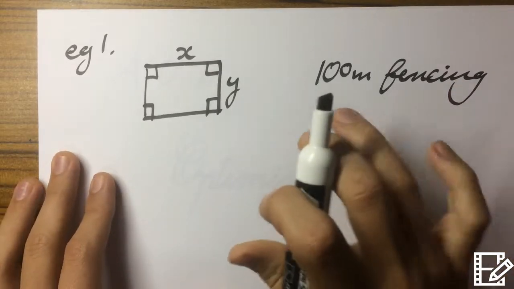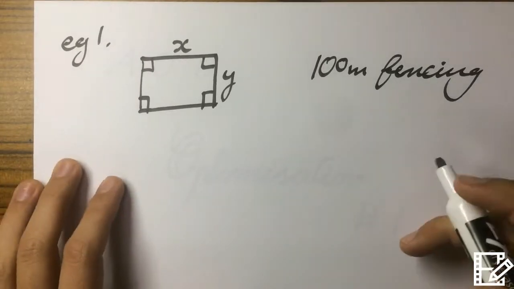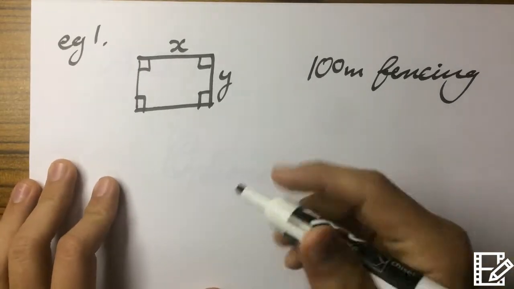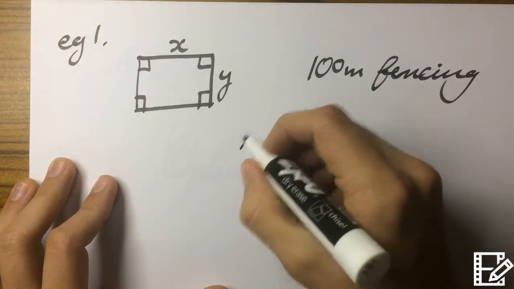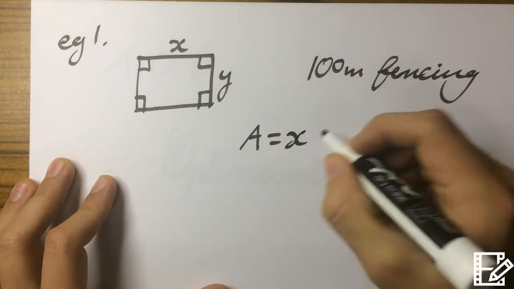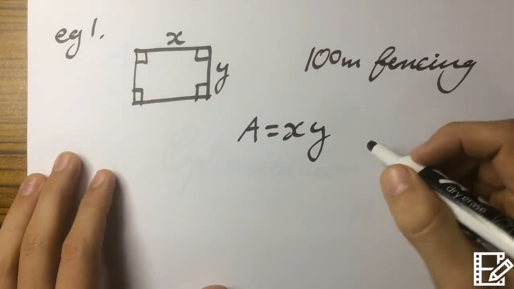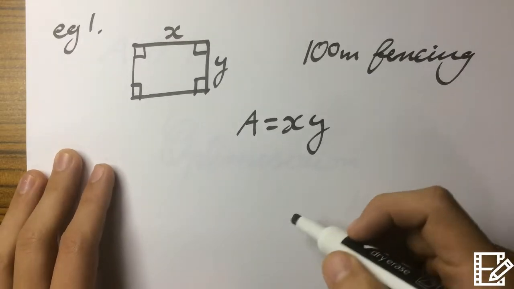Okay, so we have to use this 100 meters of fence to give him the biggest paddock that he can get. So this is where we optimize. So what we're going to do is first write the formula for the area, which is length times width, xy, because this is what we want to optimize. But we don't know x, nor do we know y.